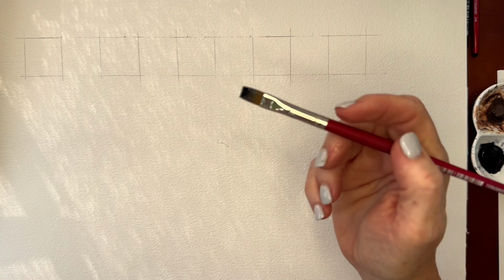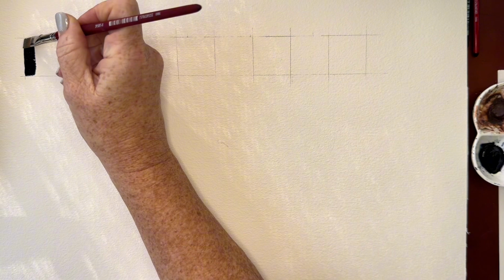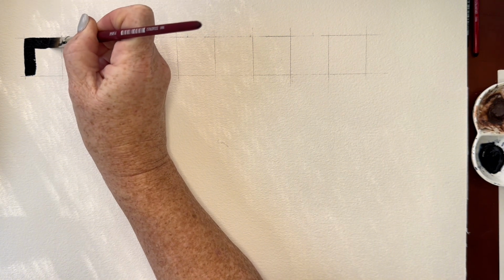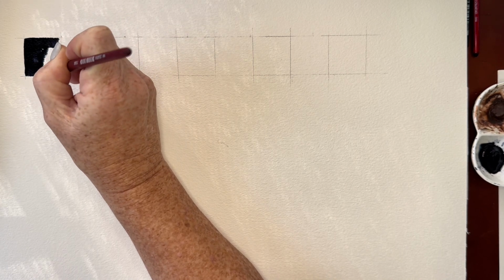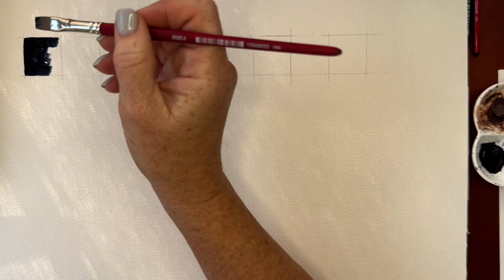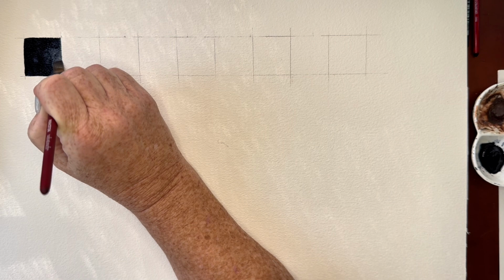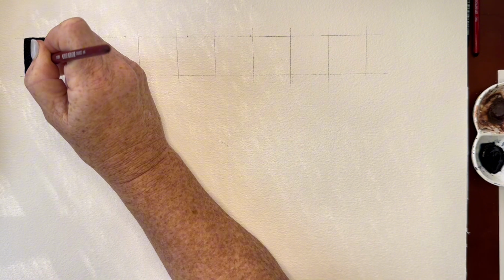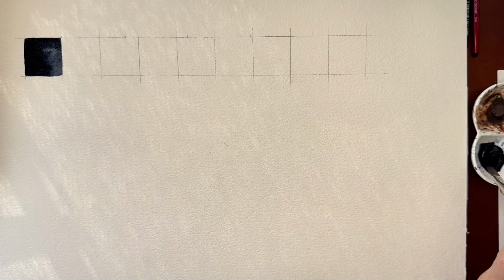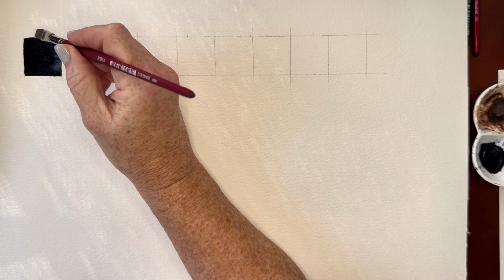I am going to go into my first box here on the left with a very pigmented version of Payne's Gray. You can see it's nearly black. There's hardly any water in it. It's just enough to get it to spread. And so this is what, when I do demos, I refer to as the darkest darks.